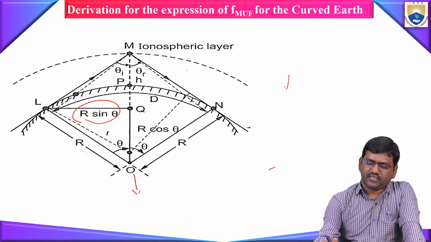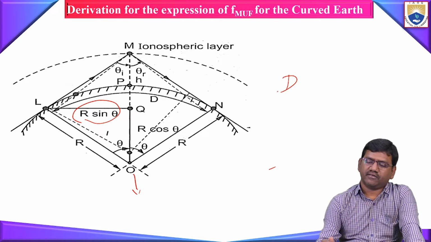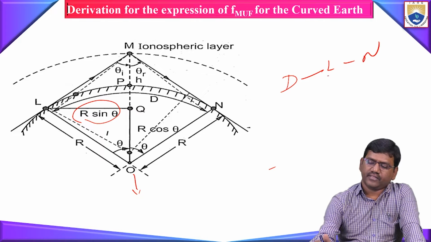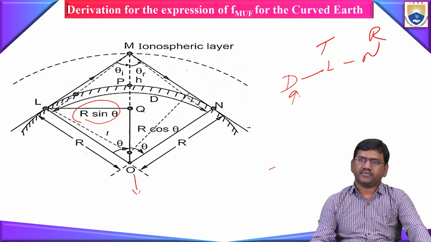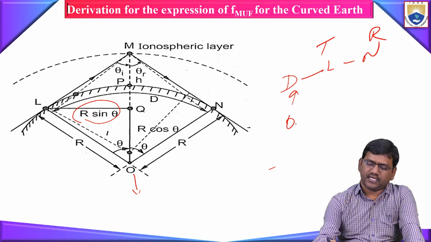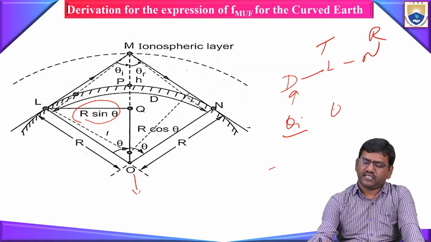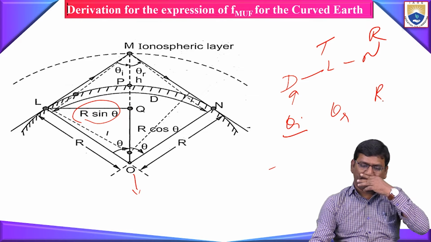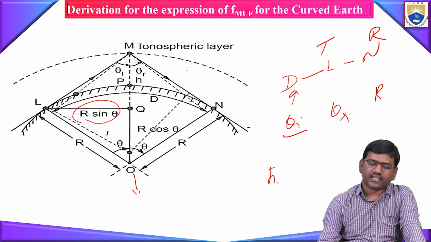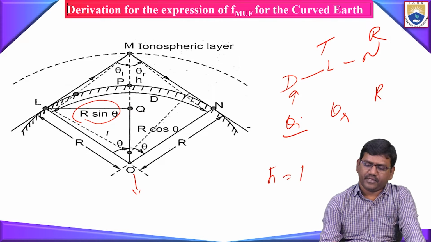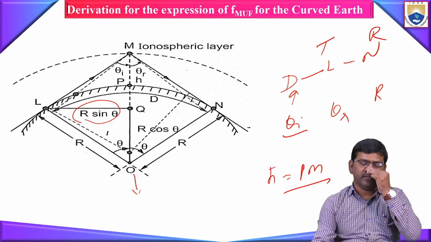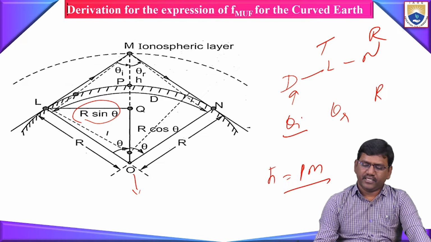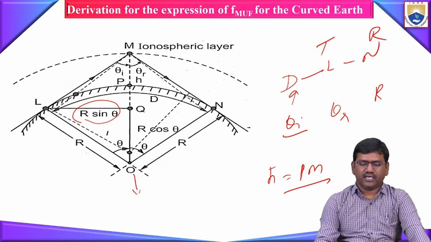Let D be the distance traveled by the path from L to N. So from the transmitting antenna to the receiving antenna, let D be the distance traveled, let theta I be the angle of incidence and theta R the angle of reflection, and R is the radius of curvature of the earth. H is the height from P to M, that is, the height from the surface of the earth to the ionospheric layer, where we have denoted the point M. H is equal to PM. So these are the notations being used in our derivation.